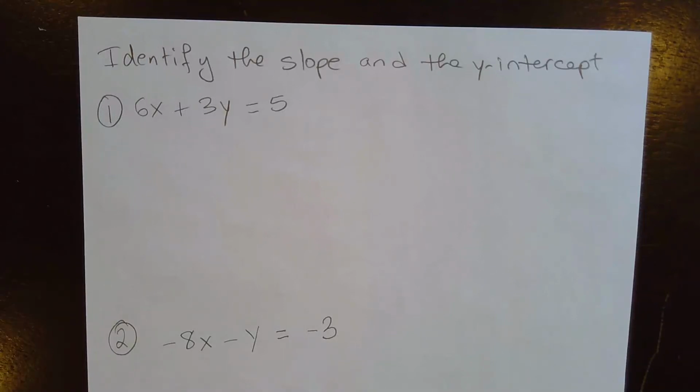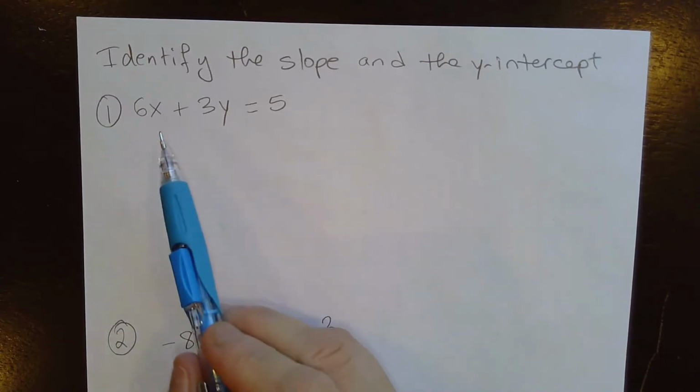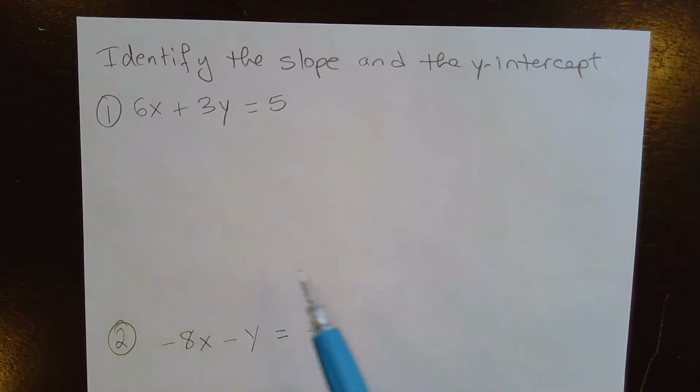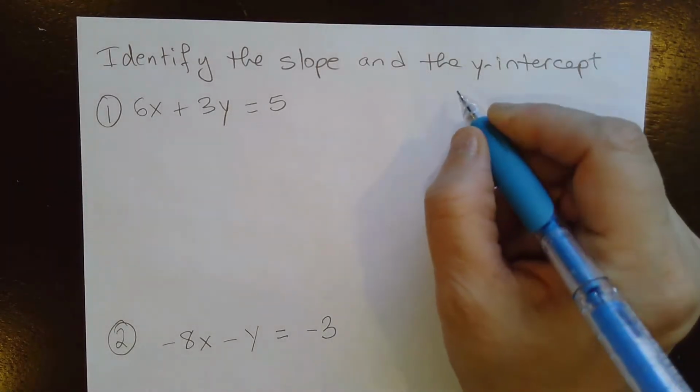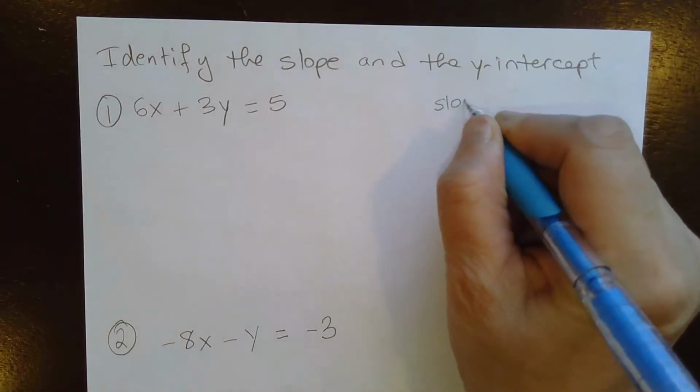Hello everybody. Today we're going to identify the slope and the y-intercept from equations. We have a couple of examples. The first example is 6x plus 3y equal to 5. Now to identify the slope and the y-intercept, you need to write the equation in slope-intercept form.